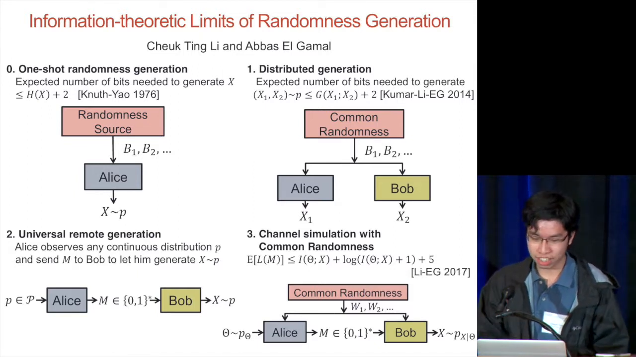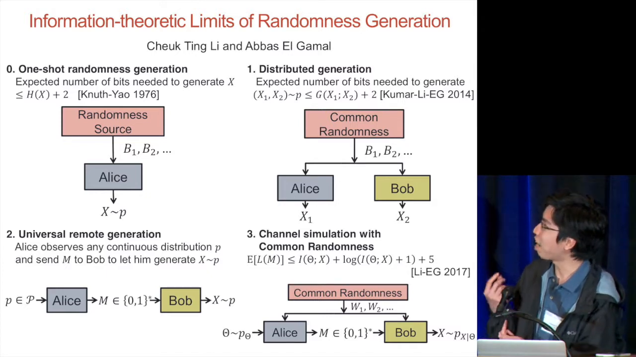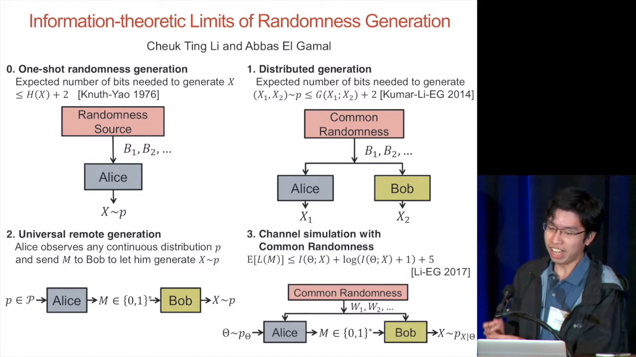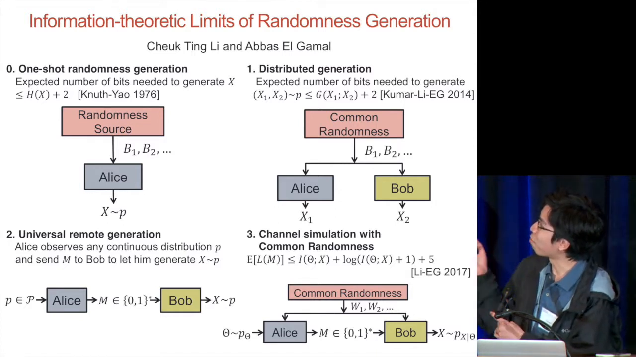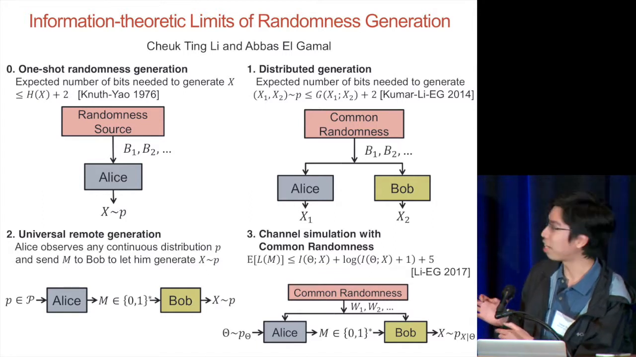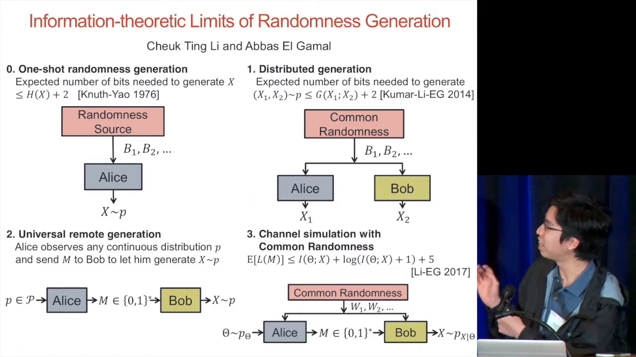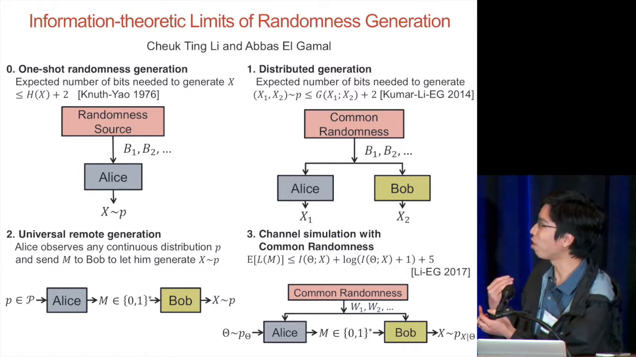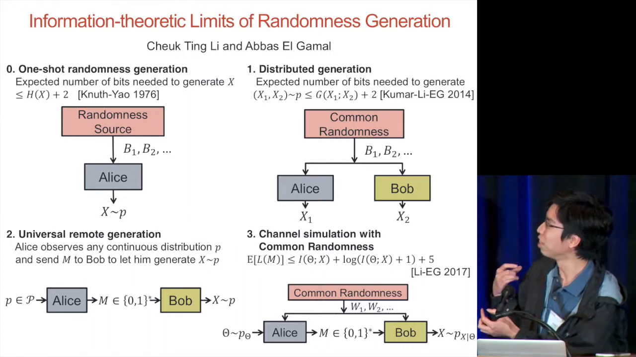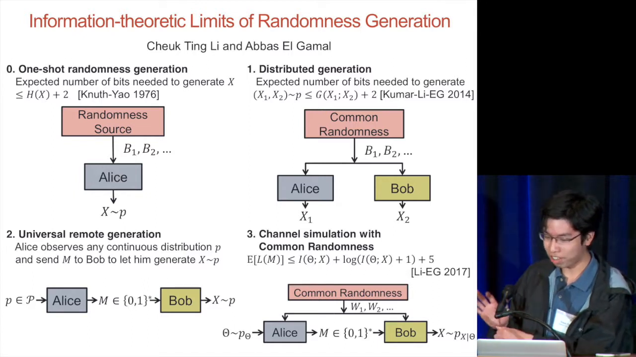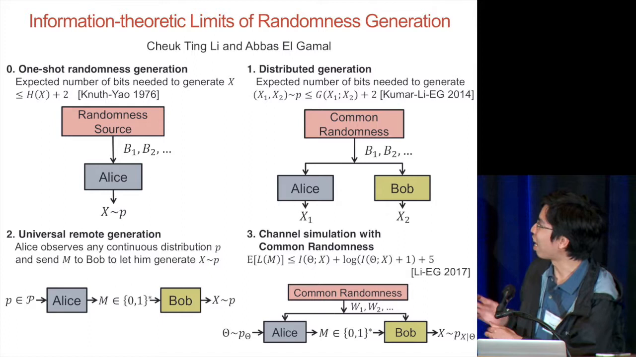First, the distributed generation setting, where Alice and Bob would like to generate two correlated random variables using the least number of common random bits. The second setting is the universal remote generation setting, where Bob would like to generate a random variable but doesn't know the distribution, so he wants Alice to tell him something about the distribution in order for him to generate X. The third setting is channel simulation with common randomness.